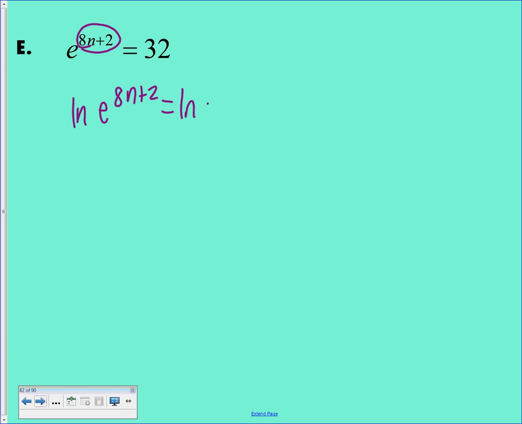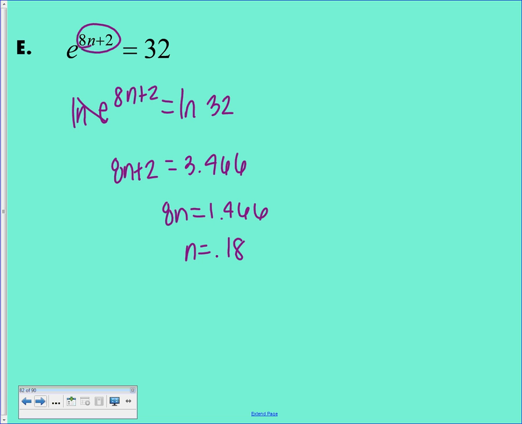Okay, so then I'll ln each side. Well, ln of 32, again, is just something on my calculator, so 3.466. The ln and the e's cancel, so I'm just left with 8n plus 2. So solving for n should be pretty simple. I'll subtract 2, so I'll get 1.466, divide by 8, and I should get 0.183 for my n. Okay, so only trick here, if you don't see an e, log it. If you see an e, ln it.